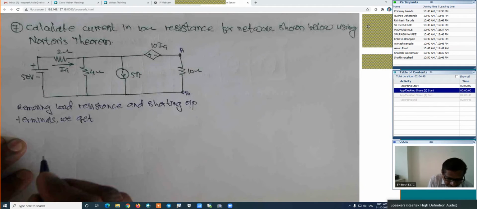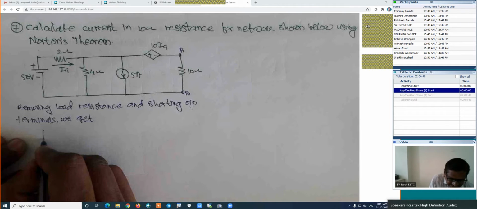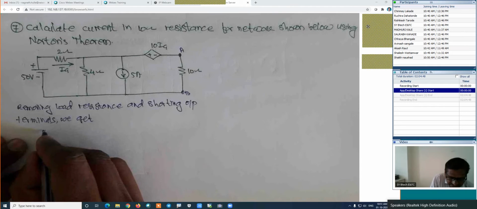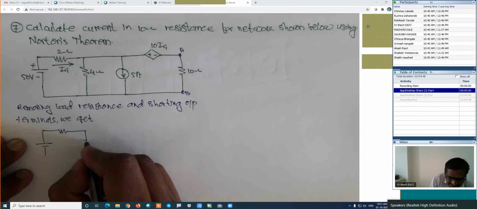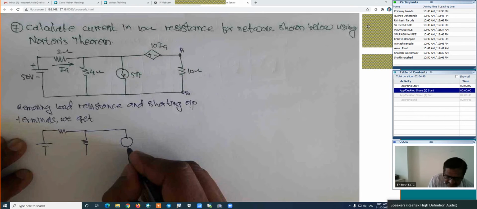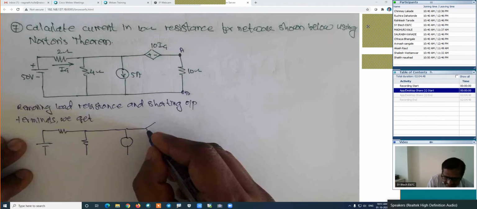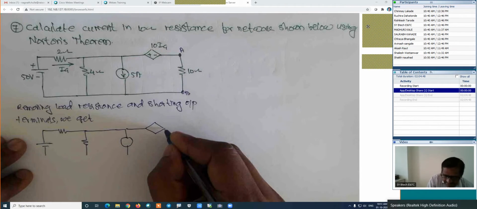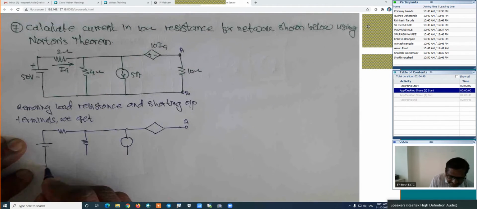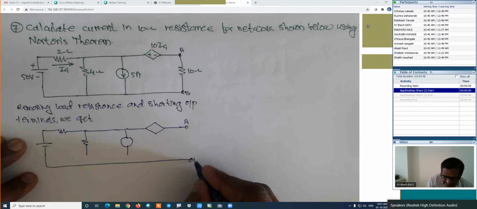Now here I am drawing the figure as it is. First, this part. Here is one resistance. This is another resistance. Here is the current source, which is as it is. This is the dependent source, which is as it is again. And these are the output terminals. Here is the point A. And in this particular case, this is the point B.